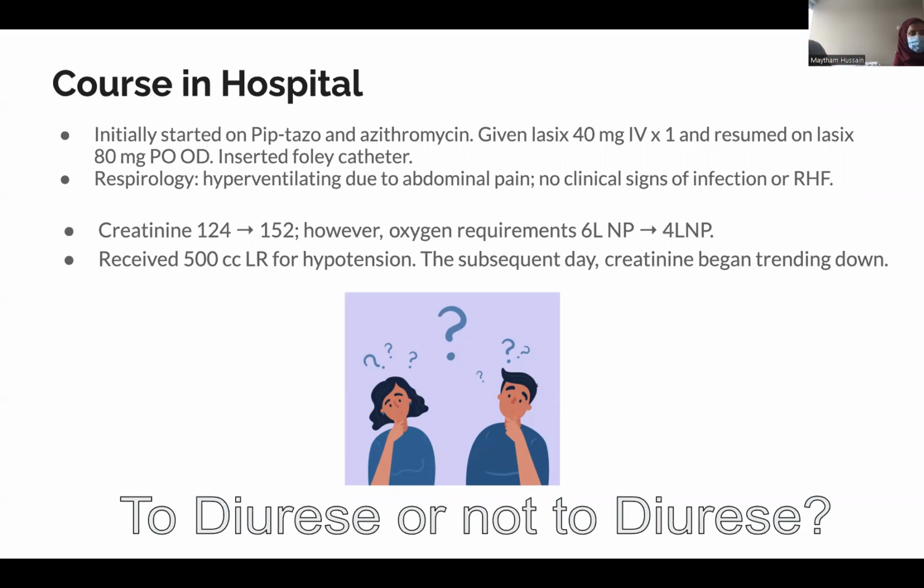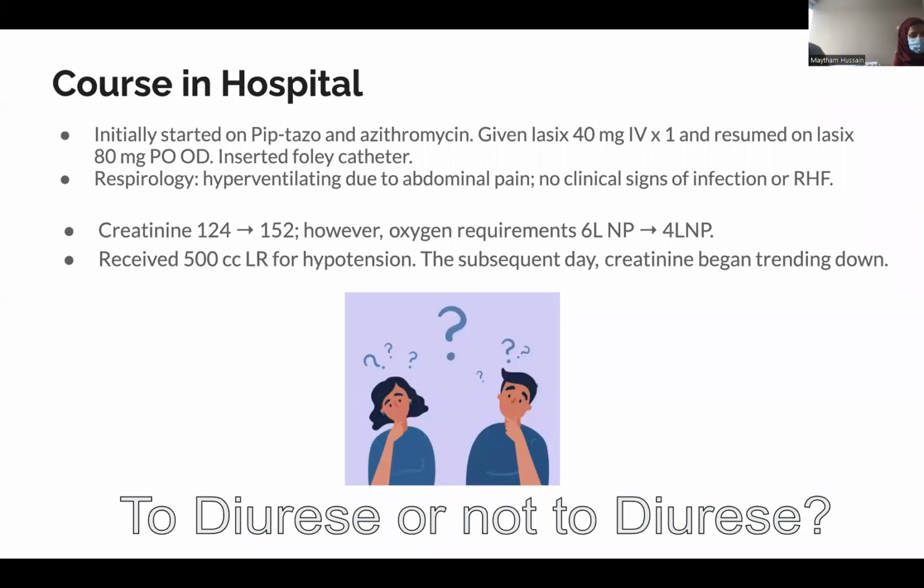And then initially what happened was that her creatinine actually rose while in hospital from 124 to 152, but her oxygen requirements did improve from 6 liters to 4 liters by nasal prong. So she did come back down to her home O2. At this point in time, however, she did become hypotensive, and so she was given 500 cc's of lactate ringers for this, and subsequently her creatinine then began to trend down. She did, however, continue on her Lasix at the 80 milligrams PO once daily dose.